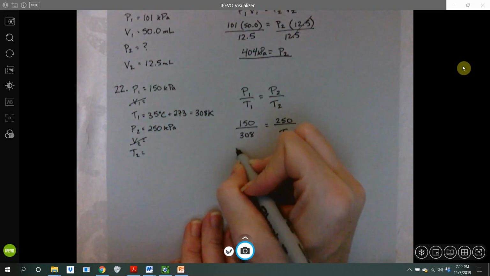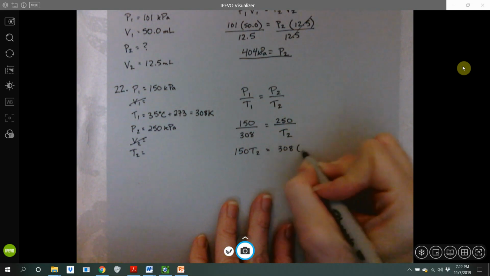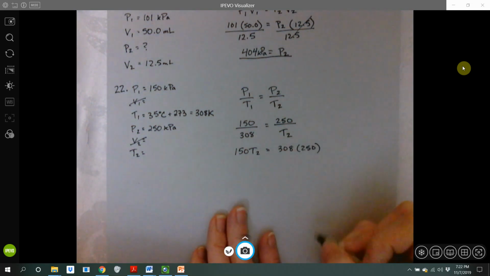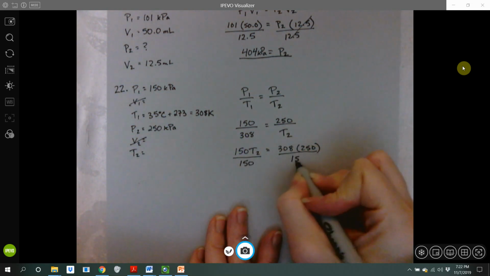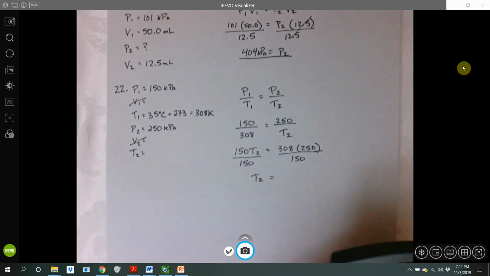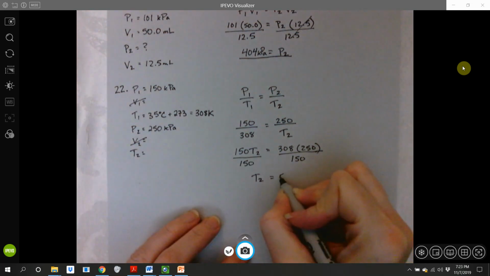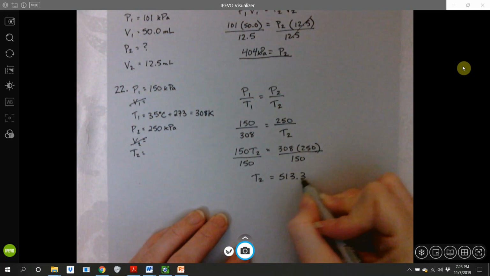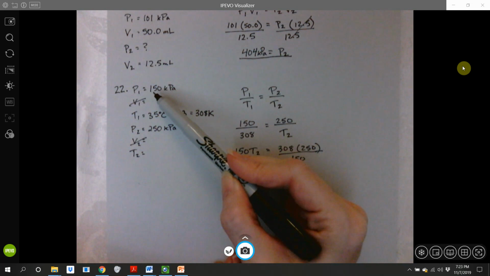So let's do our cross multiply. 150 T2 equals 308 times 250. Now let's get T2 all by itself, so we'll divide by 150 on both sides. And we get T2 equals what? So 308 times 250 divided by 150. I'm getting 513.3 repeating.